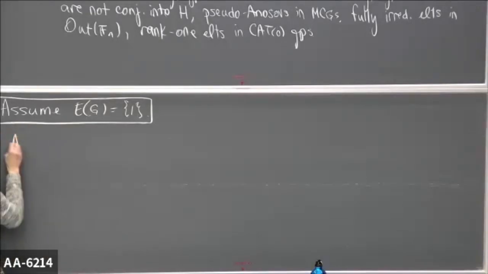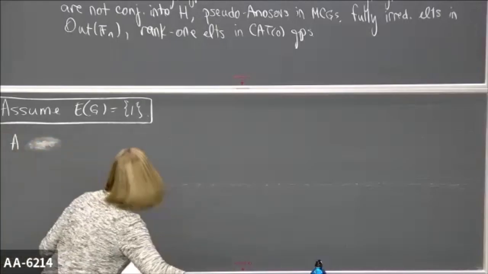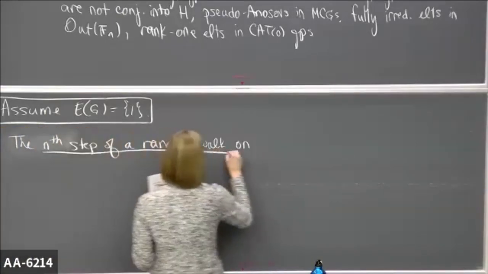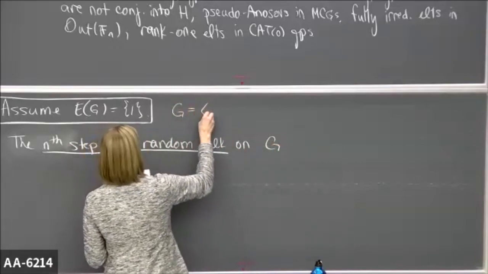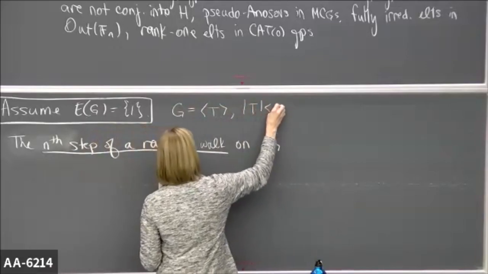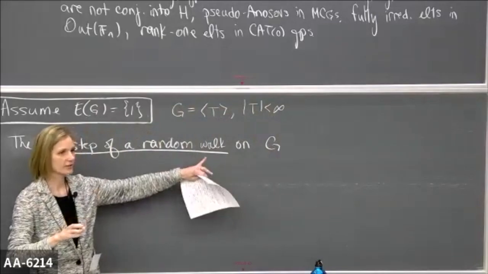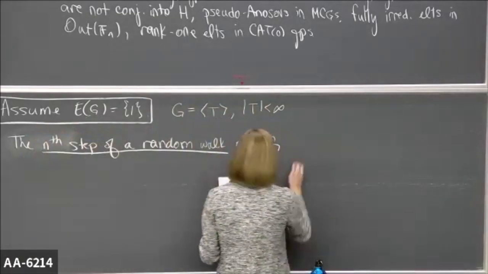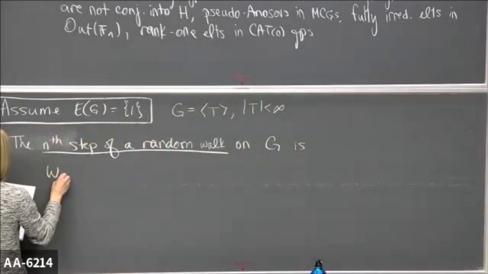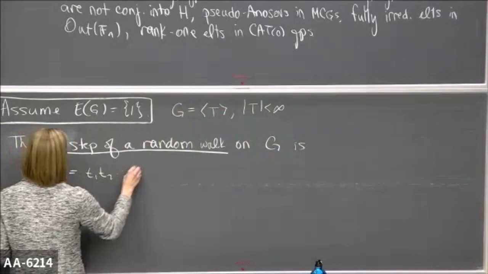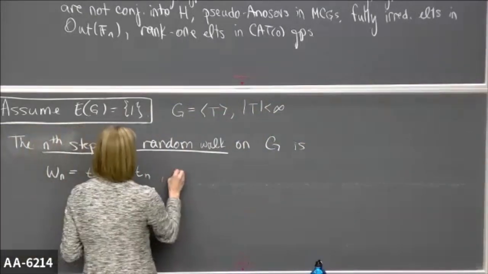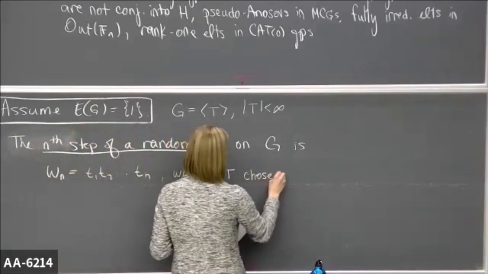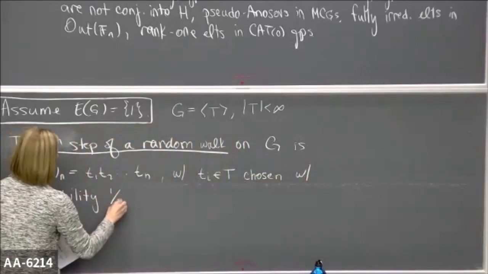I'm going to talk about a random walk. The nth step of a random walk on a group, and I'm again going to say that G is generated by some finite set T. This is not required for the general theory, but for the simple case that I'm going to say, it's easier to have a finitely generated group. So a random walk on a finitely generated group, at the nth step, we denote it W_n, and it is a word of length n with each of the letters chosen from this finite generating set, and each one is chosen with probability 1 over the size of the generating set.